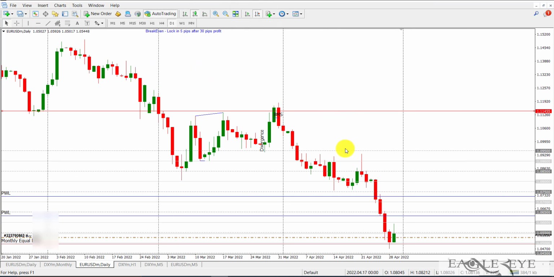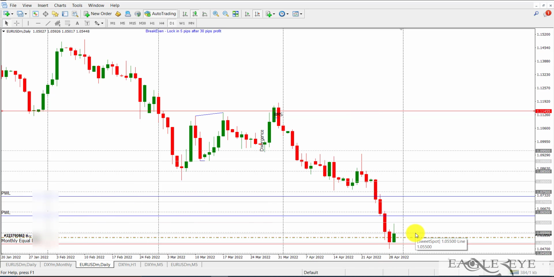This is the daily chart, and on the daily chart, price just dropped in there. It went in by at most 25 pips, a drop into that monthly equal low.